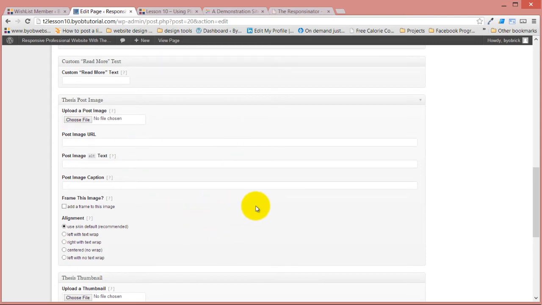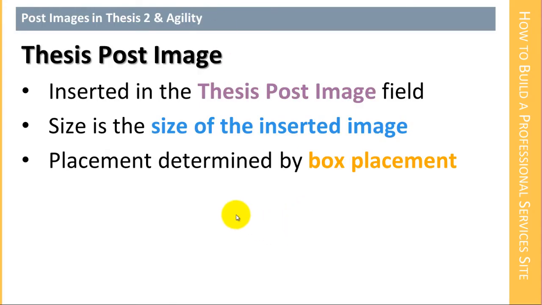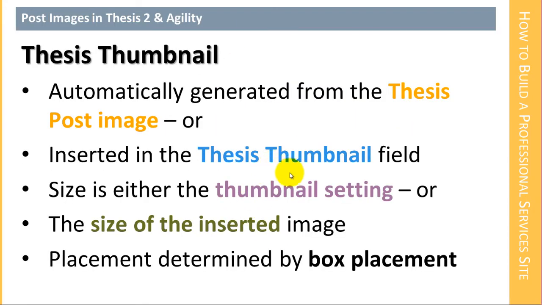And this was a revolutionary concept in WordPress when it came out, and for a long time it was the only theme that had this option. And then along with that is the thesis thumbnail. Now the thesis thumbnail either is automatically generated from the thesis post image. That means if you include a thesis post image, then it will resize that and create the thesis thumbnail for it. Or you can insert a different image in the thumbnail field and it will use that instead.